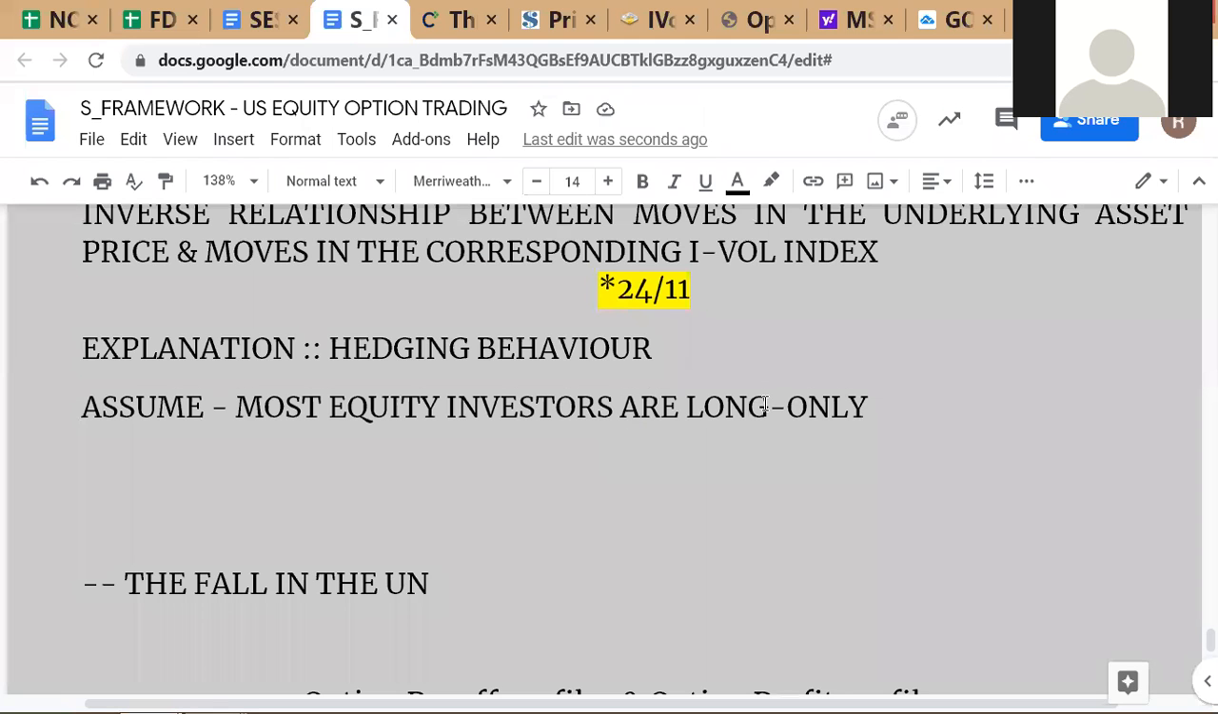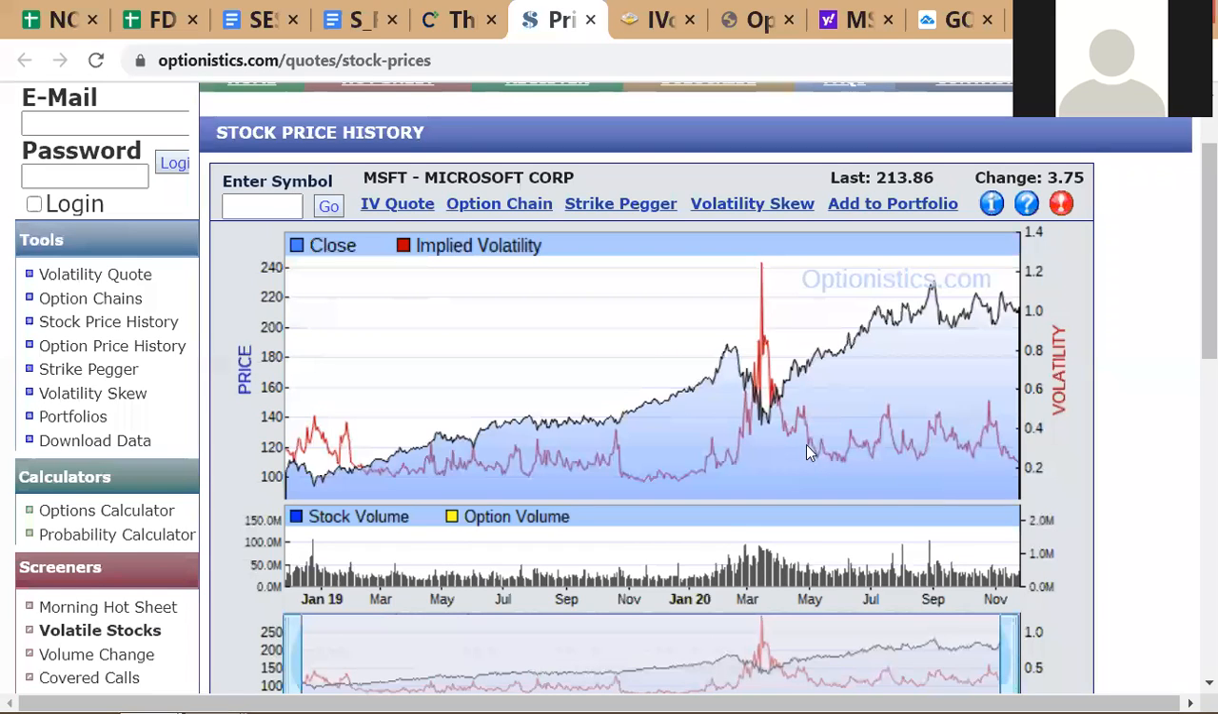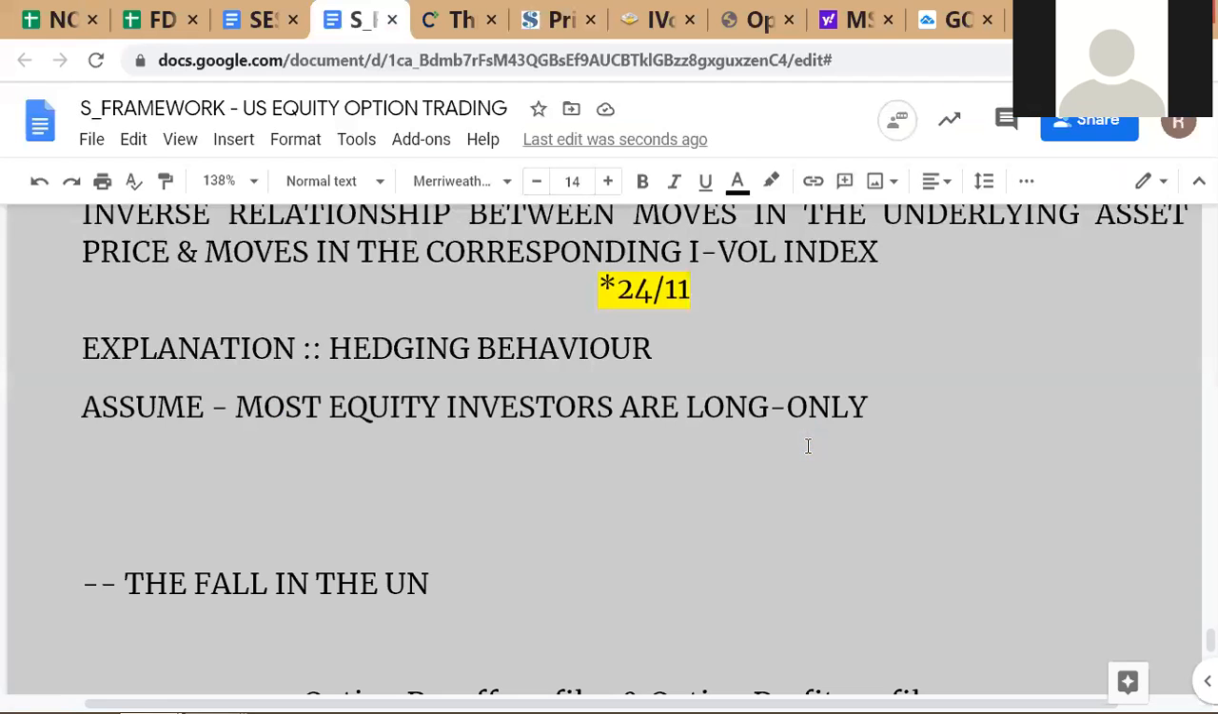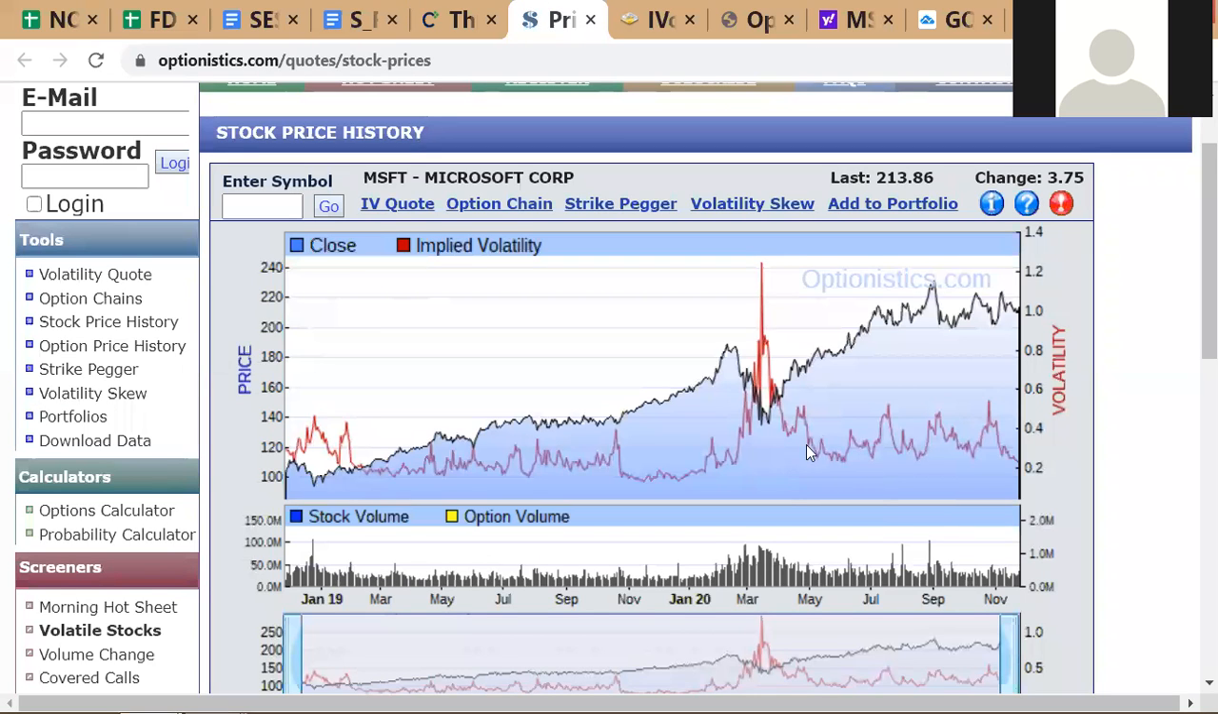If you remember this term, long only, this means that you're not allowed to go short. So we assume that most equity investors are long only, and generally quite heavily invested. When they're invested, we don't have to put that as an assumption. So as the equity price falls, these guys are obviously showing losses on their portfolio. You follow that?